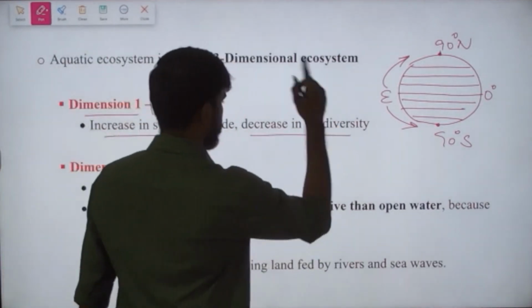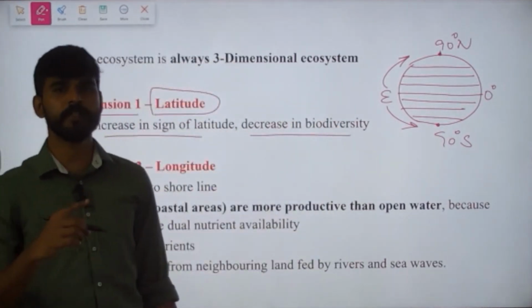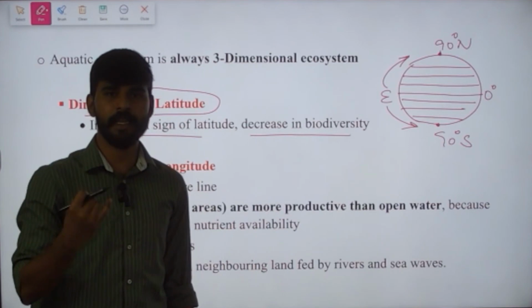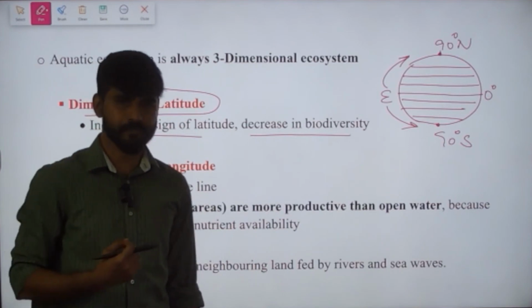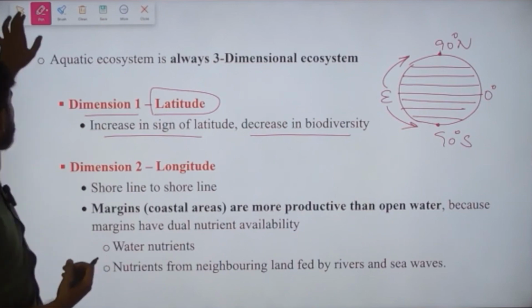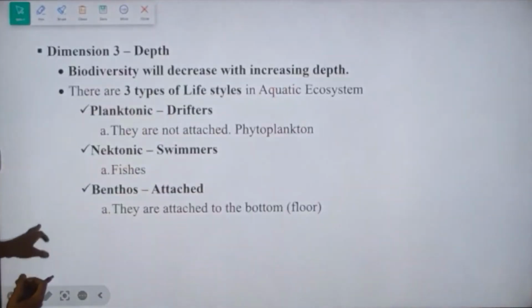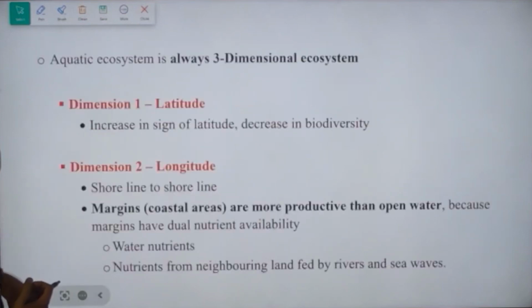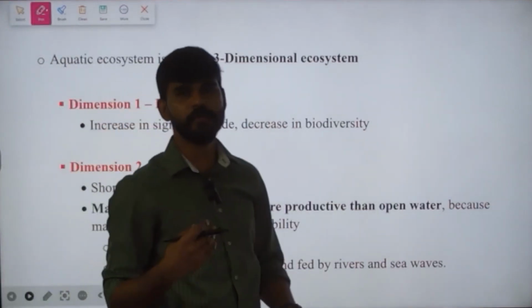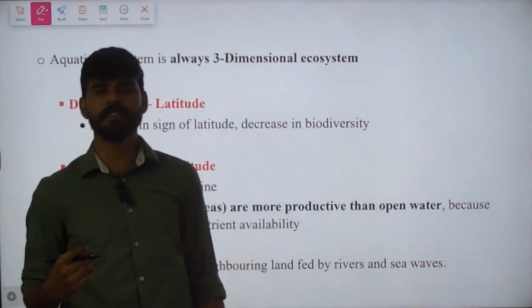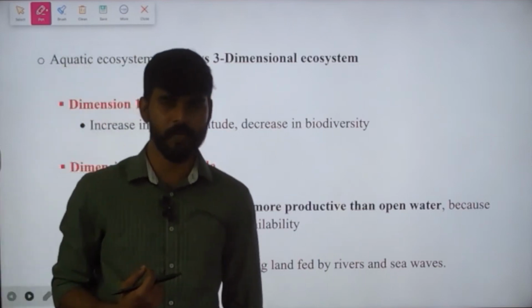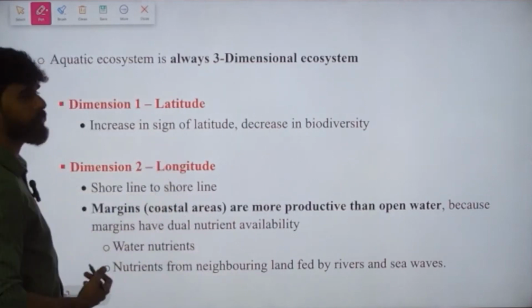That is because, like we discussed in the first slide, what are all the abiotic factors which are going to affect aquatic ecosystem? Sunlight, water nutrients, and then what else did we see? Dissolved oxygen. Yes, dissolved oxygen is another abiotic factor, right? So when there is an increase in the sign of latitude, there will be decrease in sunlight availability, decrease in dissolved oxygen, and also decrease in water nutrient availability. Because of this reason, there is decrease in biodiversity.